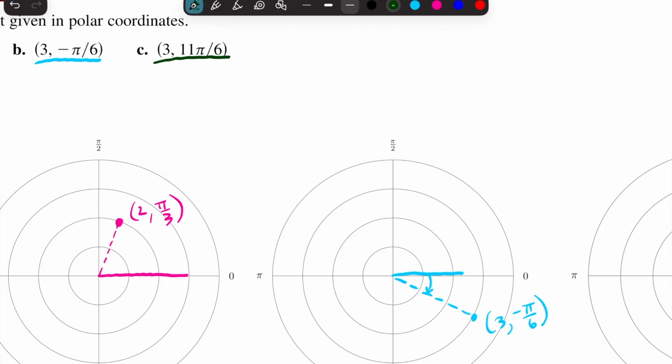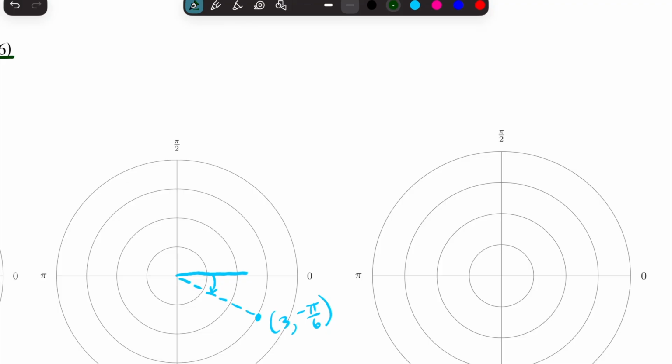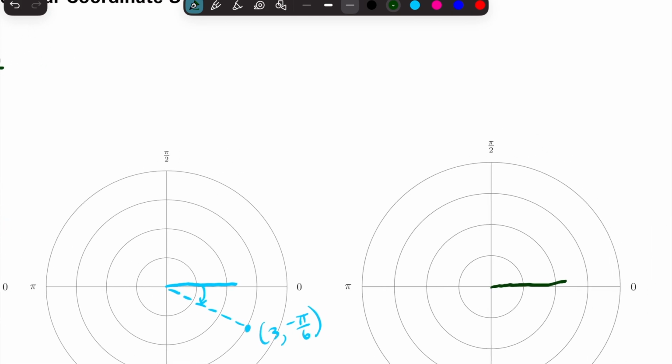All right. And finally, 3, 11 pi over 6. So now 11 pi over 6, again, measuring from the positive x-axis. This is a positive direction, so it's counterclockwise, and we're going almost 2 pi. 11 pi over 6 is pretty close to 2 pi, so we're going to go way around to almost here. We're going to go out to 3. There we go. There's the point 3, 11 pi over 6.